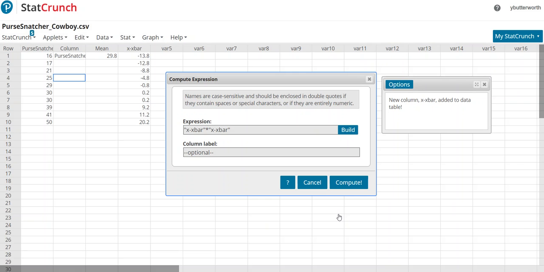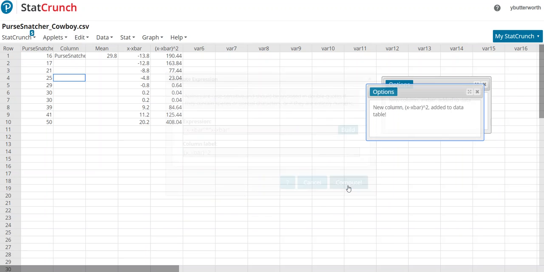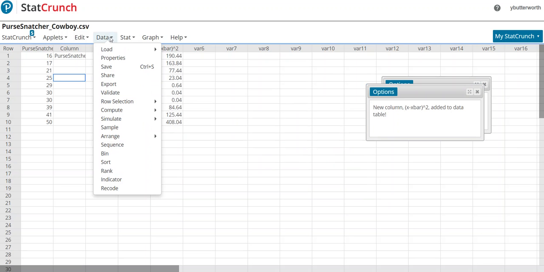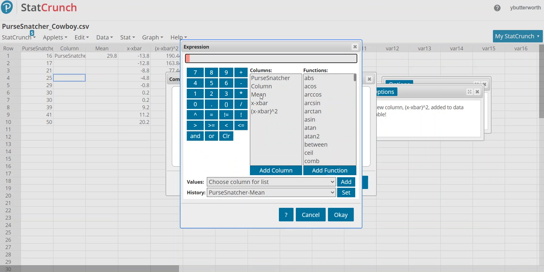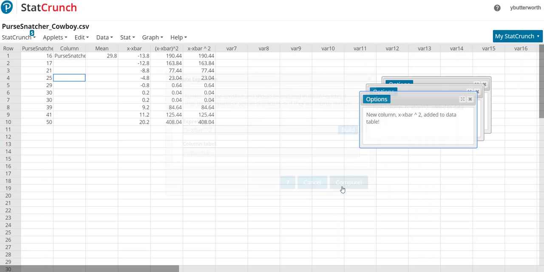So I'm just going to say okay, and then I'm going to label this column x minus x bar, and then I'm going to use a caret 2 to say that that's what I did. And so I'm going to compute that. Now I'm going to do that again with the other method that I had mentioned there. So compute an expression, and I'm going to build it, and I'm going to do my x minus x bar, and I'm going to raise it to the second power. And then I'm going to say okay, and I'm going to compute that one as well.